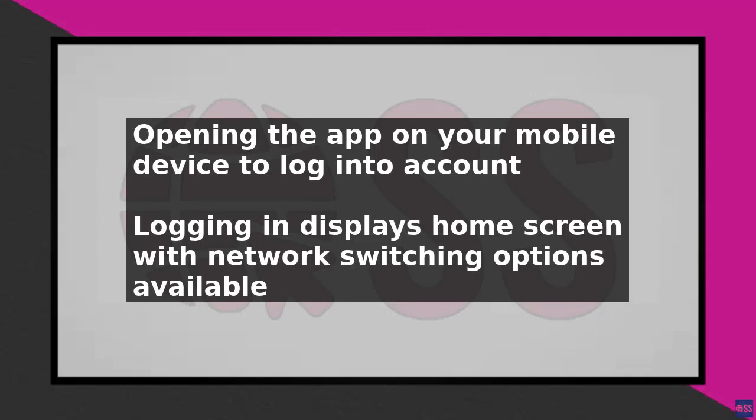To use a MetaMask wallet, start by opening the app on your mobile device and logging into your account. Upon logging in, you will see your home screen, which includes an option to switch between different networks, such as the Ethereum main network, Binance Smart Chain, and others. You can add a new network by tapping the Add option, and then approving and switching to the new network.